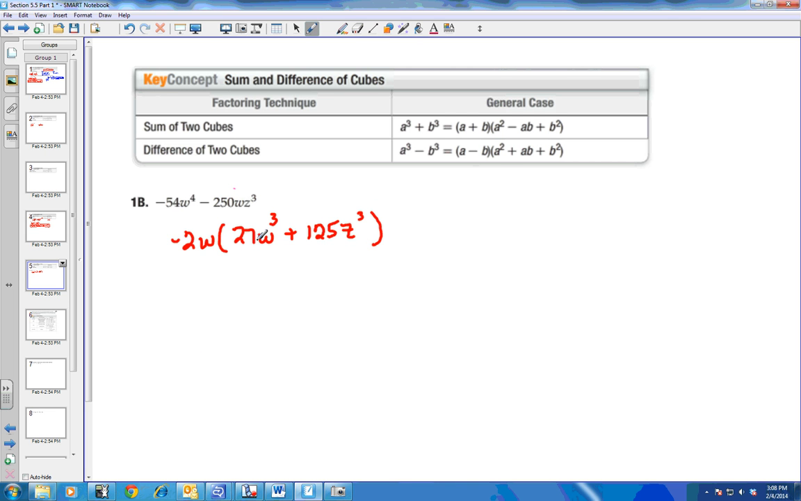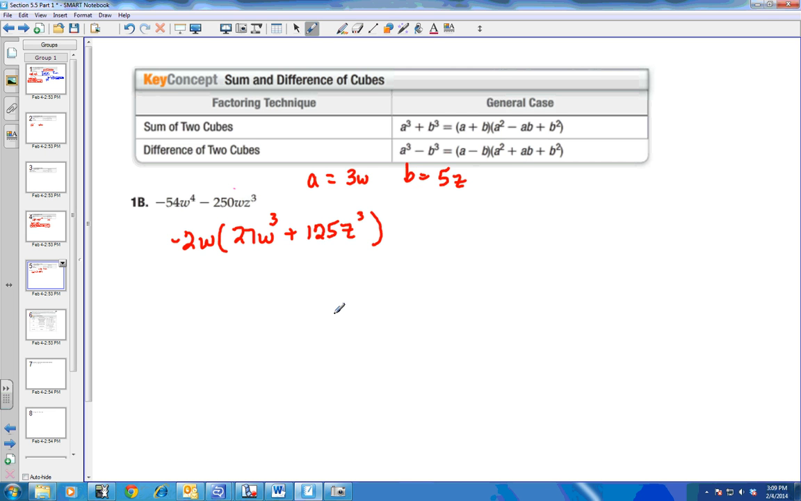So let's see if this is the difference of cubes. What would my a be? Well, this would be 3w times 3w times 3w. My b right here, what number times itself will give me 125? Whenever I multiply it times itself 3 times, would be 5, because 5 times 5 times 5 is 125.